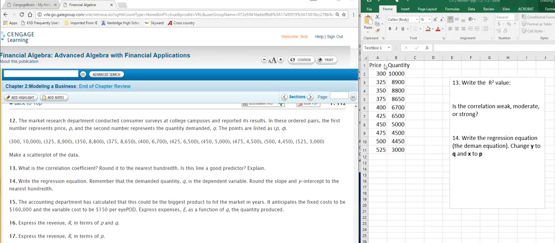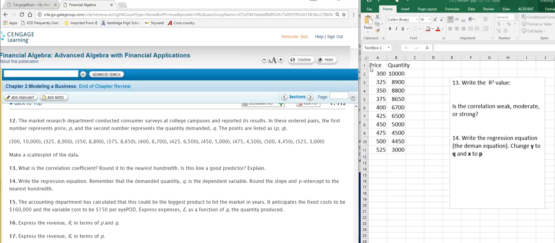Now, what I've done already here is I've typed in the price and the quantity from this survey that these customers did. So please pause the video right now and take a minute to do that. You can see that this is the price and this is the quantity demanded that this company estimated for each of those prices.